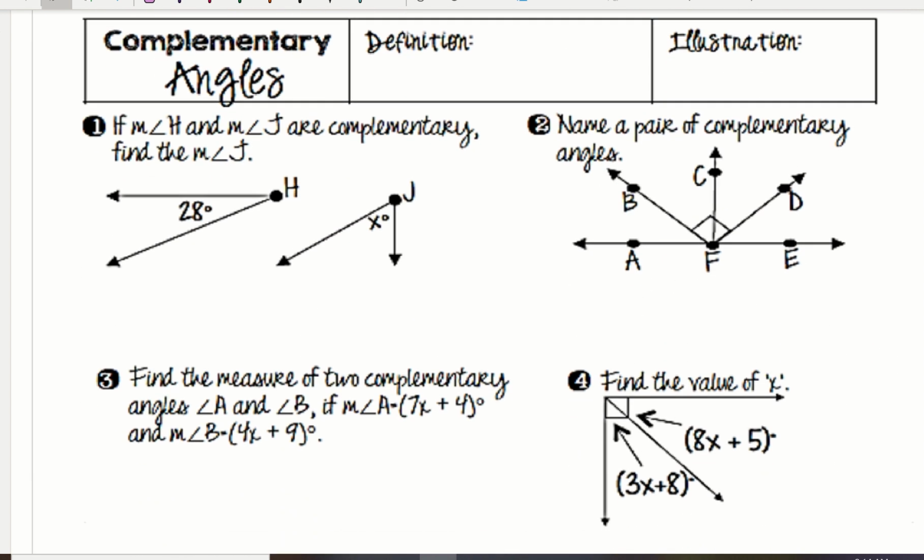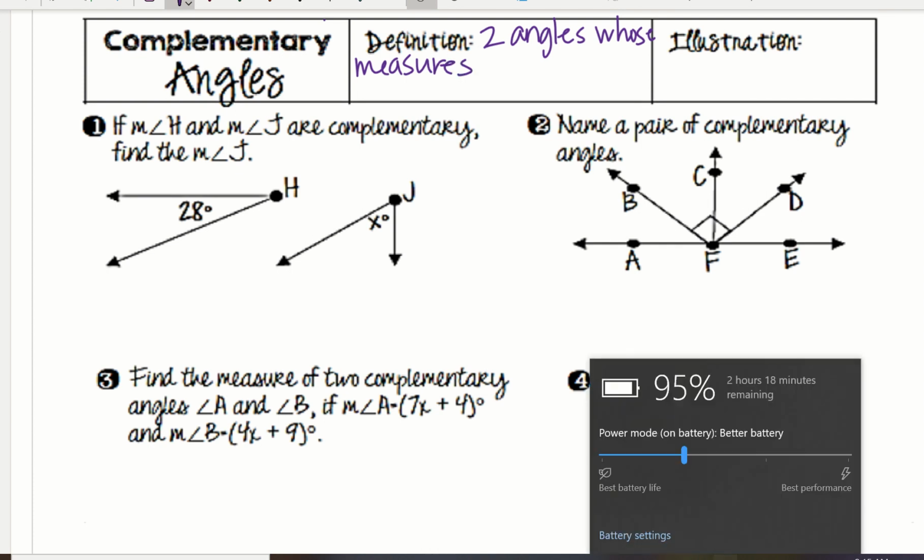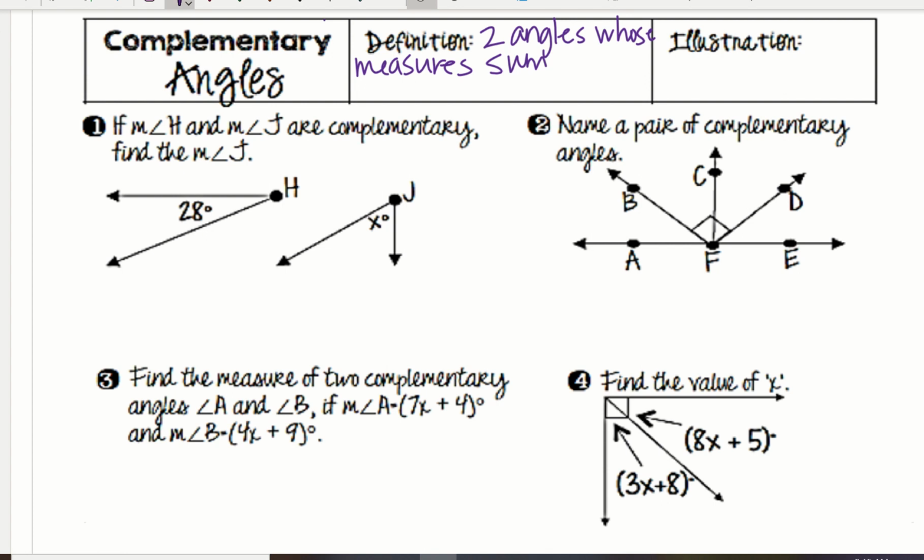Complementary angles. Complementary angles are two angles whose measures sum or add up to 90 degrees. Okay, so they could be just in a 90-degree angle. And I have two angles there that would add up to 90 degrees.